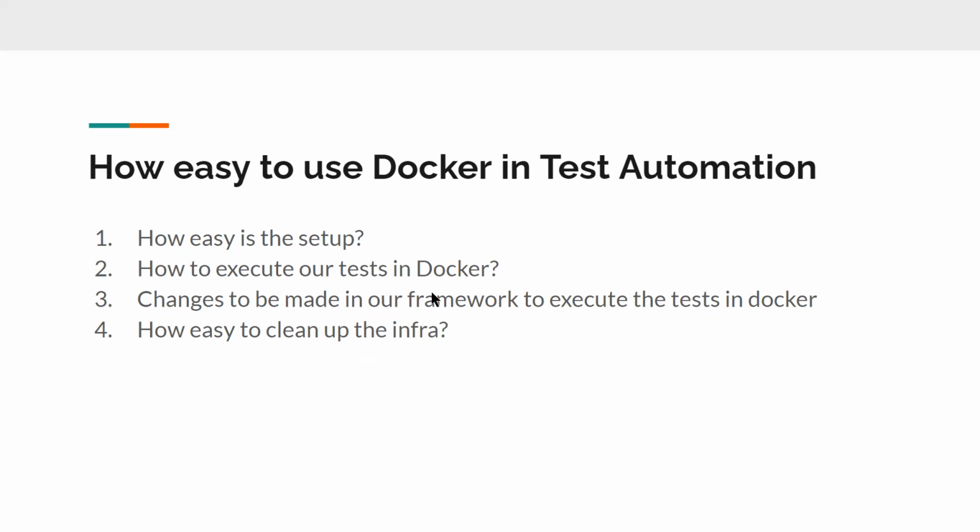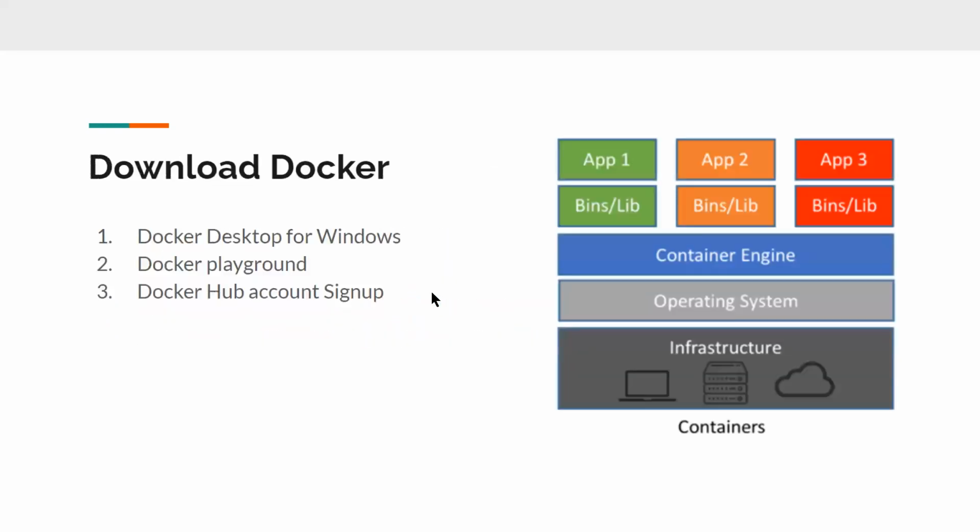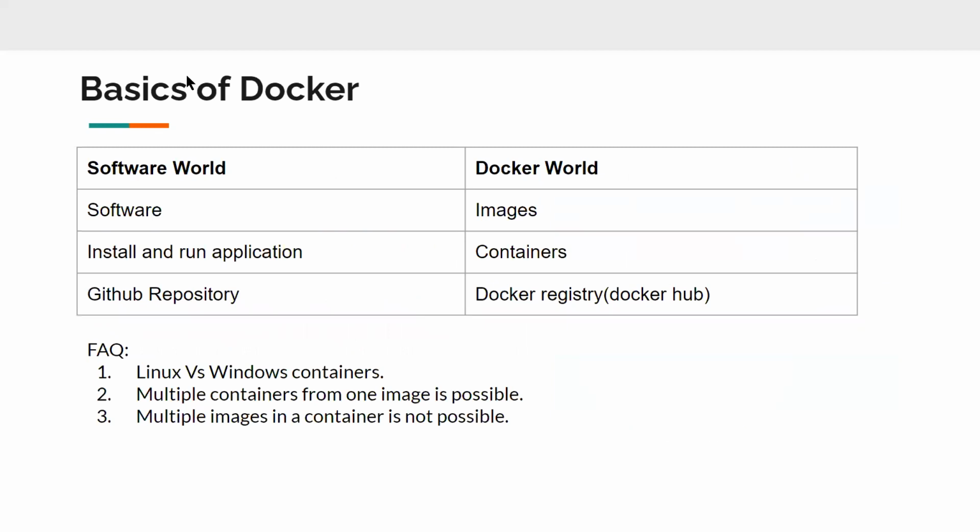Before that, I want to show you one thing, this particular analogy. In the real world, if you want to use some software, you install it and you run it. For example, if you want to use the Chrome browser, you download Chrome from your Windows Store, then install it, and then run the application, right? That's what we do. But in the Docker world, let's say this is the software world, this is the real world, and now we are getting into the Docker world. In the Docker world, we will have software in the form of images.